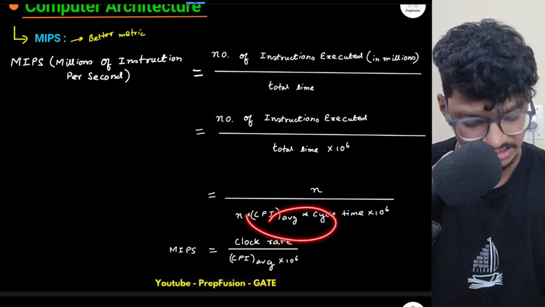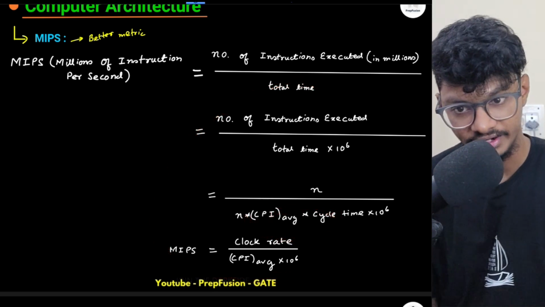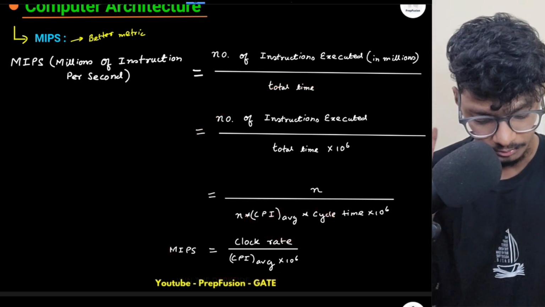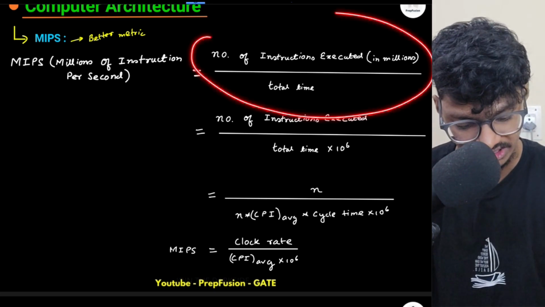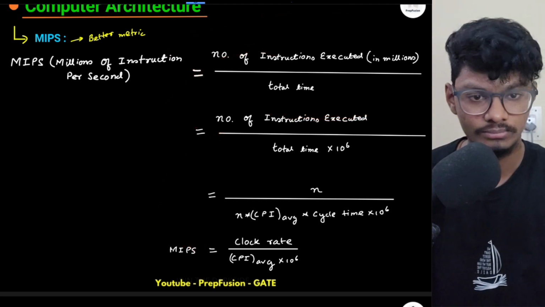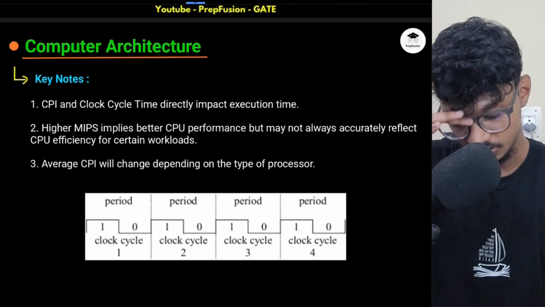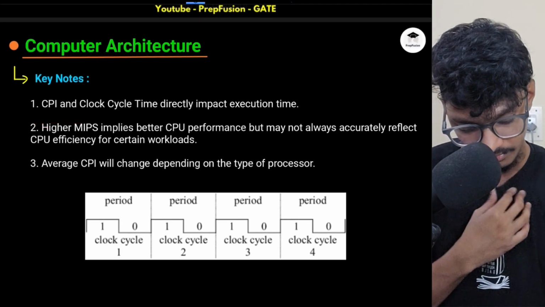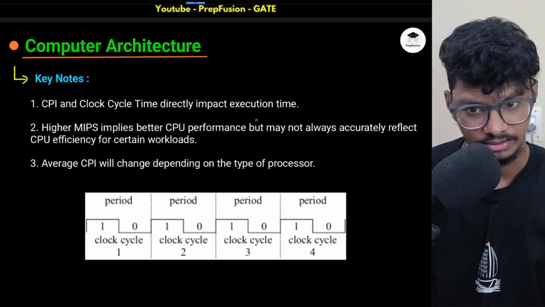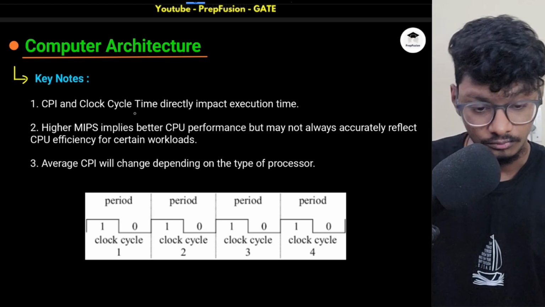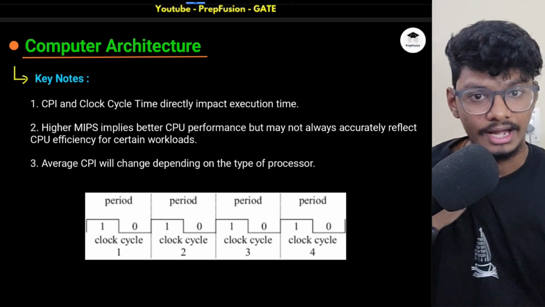So if some data has been given and you have to find MIPS, can you do it? Yes, you can, if you just know the basic thing. Just remember this basic thing, then you can derive the other things. That is the most important point. So a key point is that CPI and clock time directly impact execution time. Basically, the lower the clock period, the higher the CPU will perform.